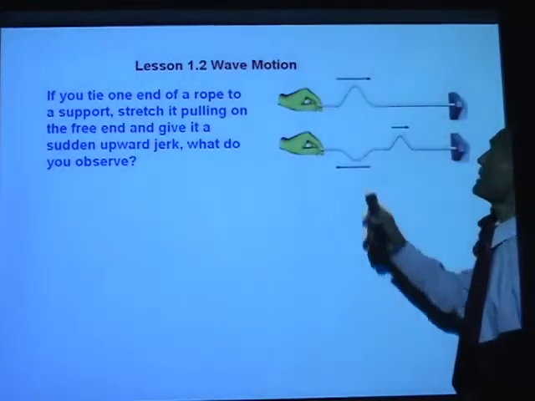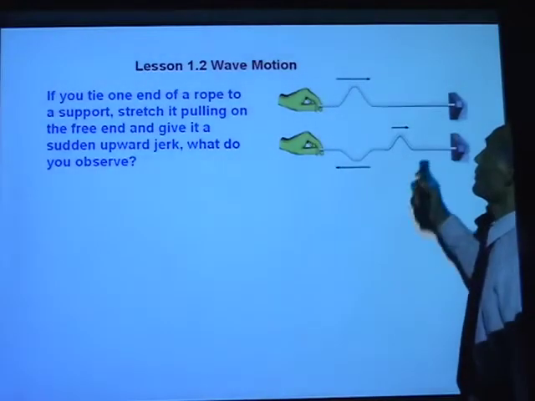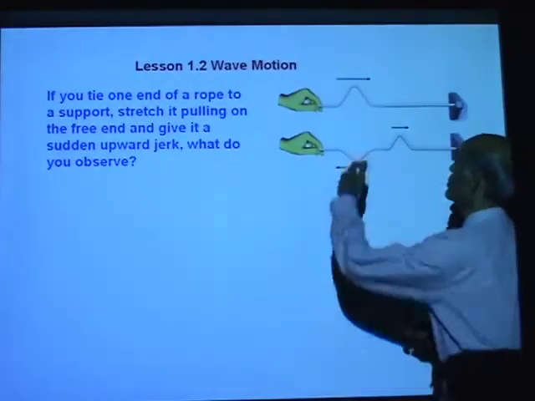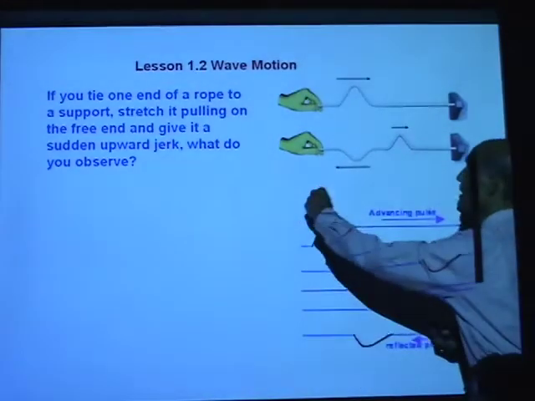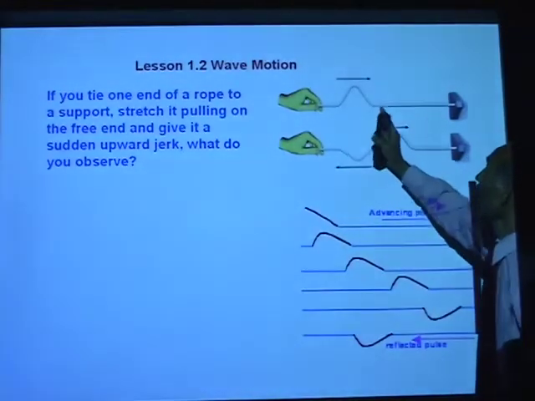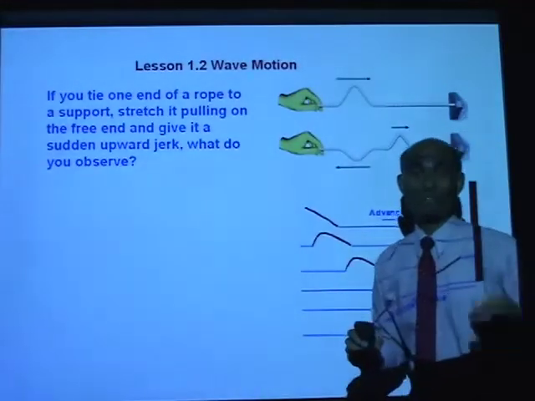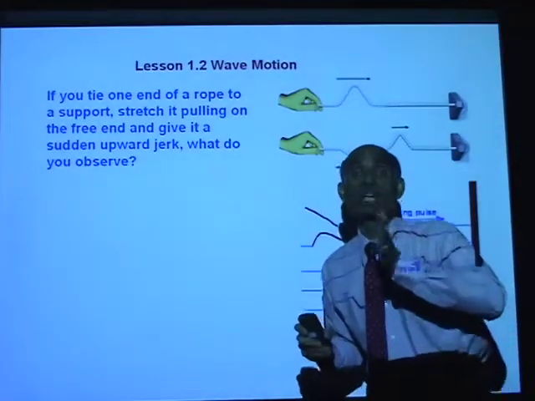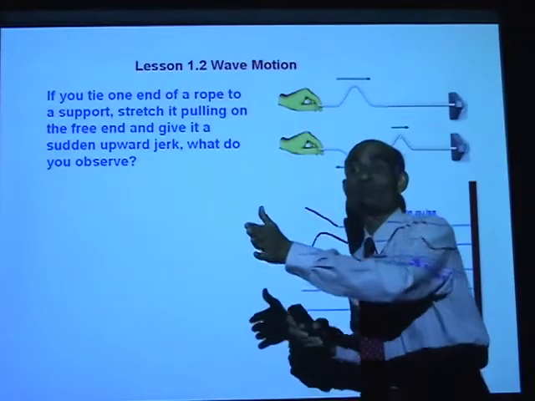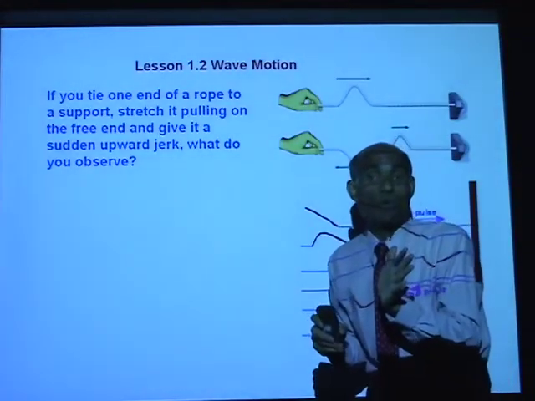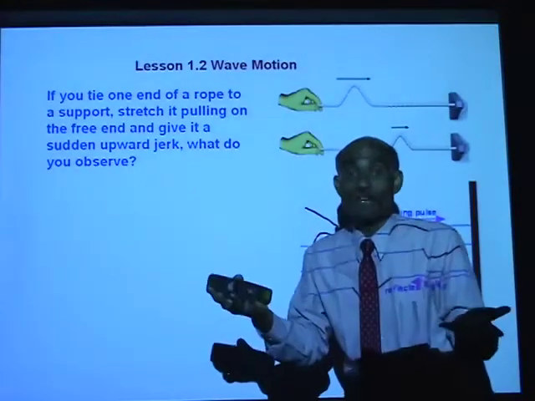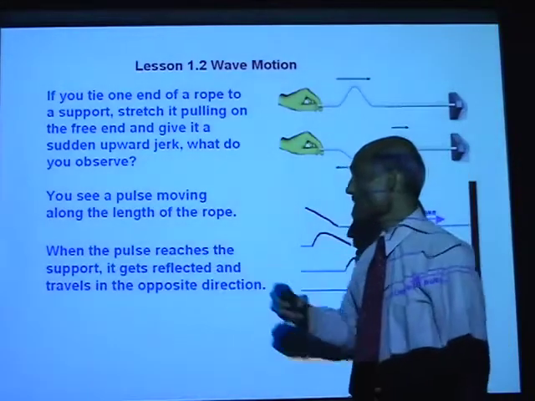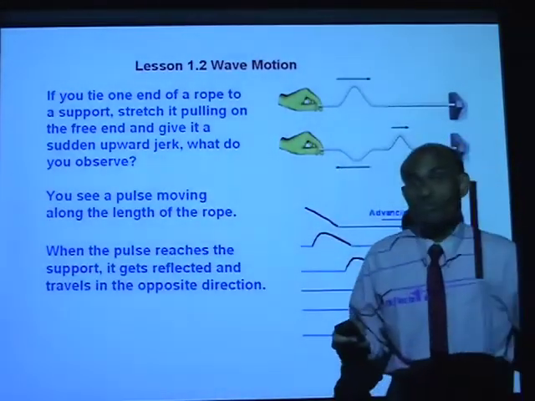If you tie one end of a string to a support and give the free end a sudden upward jerk, you can see what you observe. A pulse will be generated, and that pulse will move along the rope. You see, the pulse moving along the rope is the vibrations of the segment being handed over from segment to segment. The segments do not move away from their positions. But what is moving? What is moving is the energy. All right. When the pulse reaches the support, it actually gets reflected.